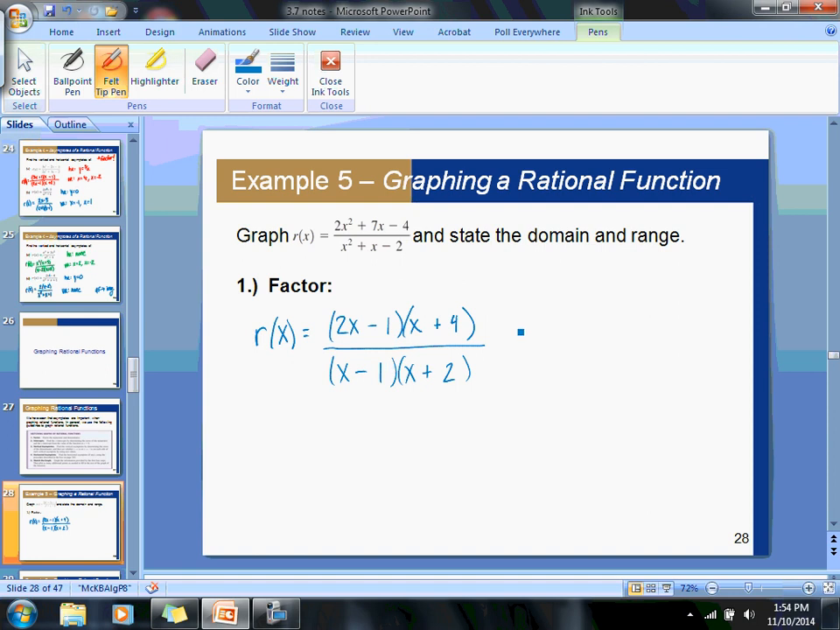Now notice that nothing cancels. We're not going to see much cancellation in our types of problems. Okay? So we're done with the factoring step.